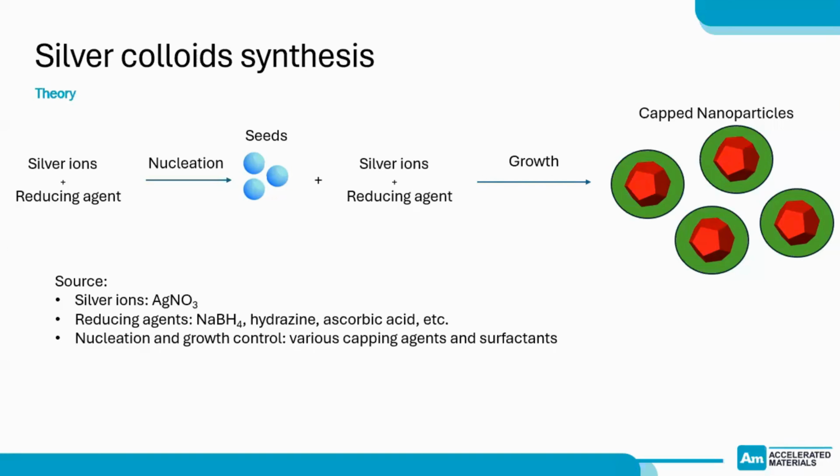We used silver ions and a reducing agent to generate the seeds. After that, we mixed the seeds with silver ions and then mixed them in our reactor with the reducing agent and the stabilizer. So we got the capped nanoparticles.